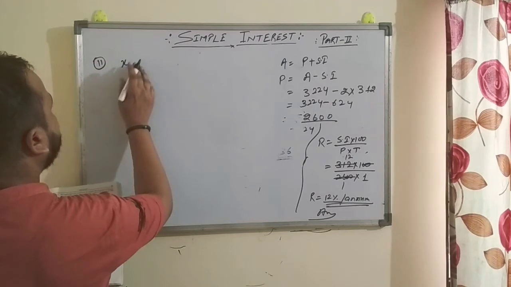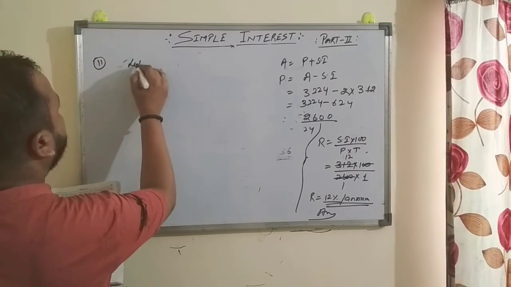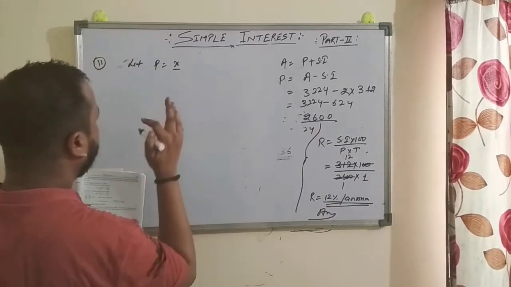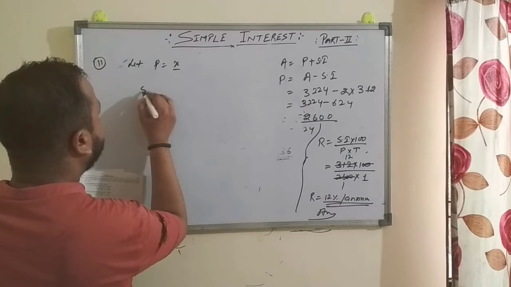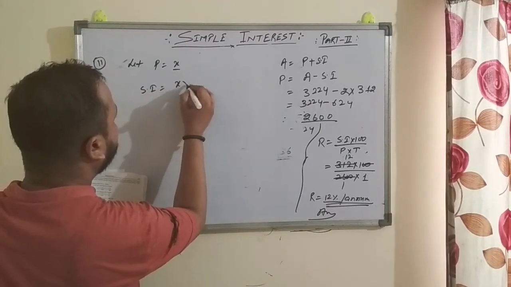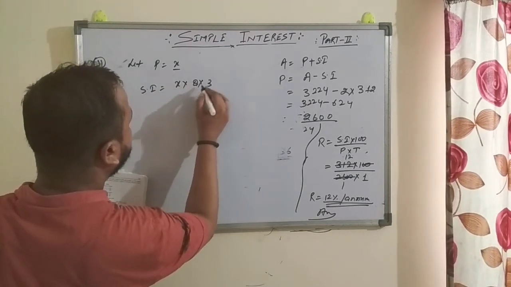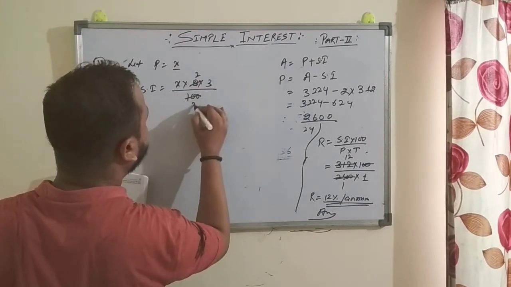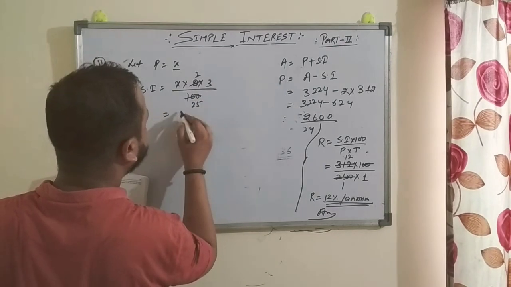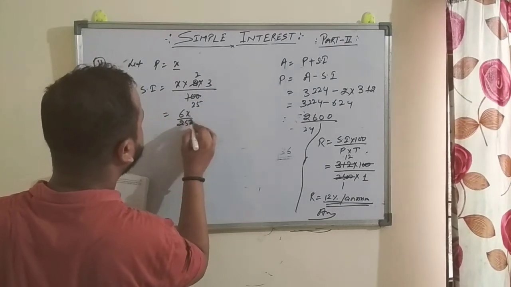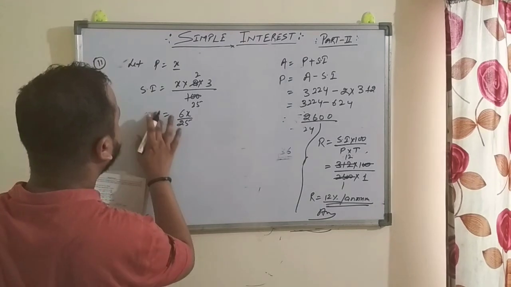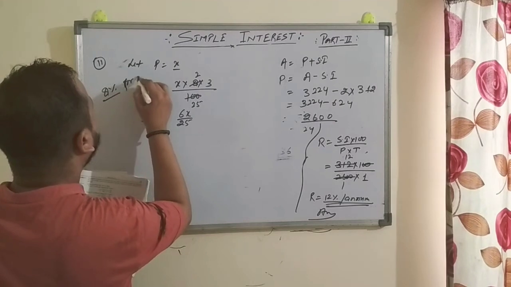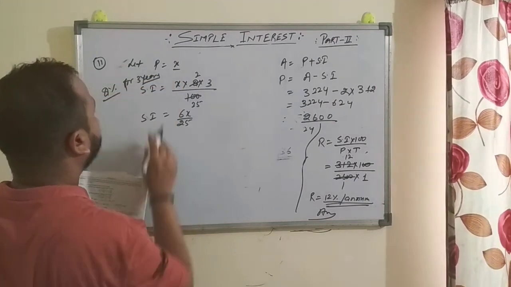Let the principal be x, right? You have invested this amount for 3 years. So SI is what? Principal into rate 8 into time 3 years upon 100. So 4 2s are 8, 4 25s are 100, so 2 3s are 6, so 6x by 25 is your simple interest at 8% for 3 years, right?